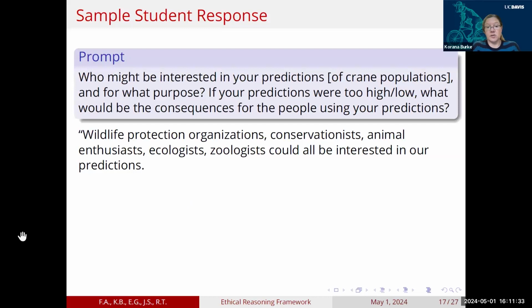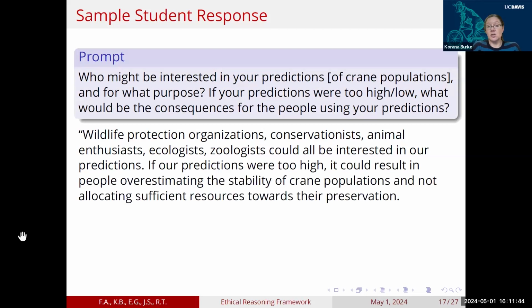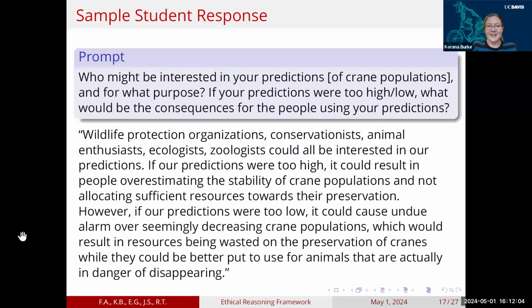So this is one example response where it says, wildlife protection organizations, conservationists, animal enthusiasts, ecologists, zoologists could all be interested in our predictions. If you just look at this first part, students are already thinking about all sorts of different entities that might be interested in what you're talking about. And then they say, if our predictions were too high, it could result in people overestimating the stability of crane populations and not allocating sufficient resources towards their preservation. You can tell that this is an econ person.